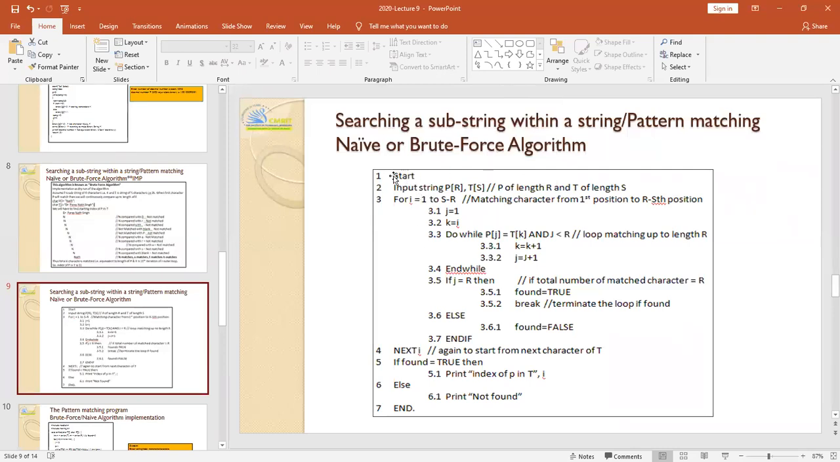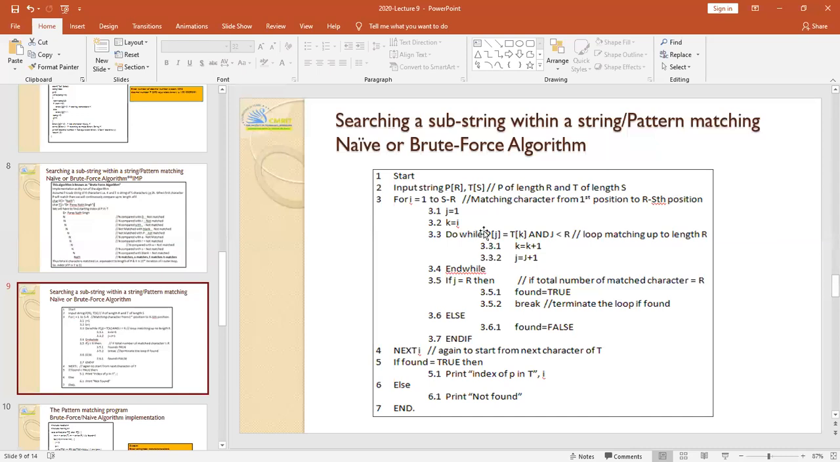Go with the first step. Input the strings P of R and T of S. P is the pattern string of R characters and T is the complete string of S characters. First you start from I equal to 1 to S minus R, that means matching the characters from the first position up to the S minus R position. Initially, J is equal to 1 and K is equal to I.